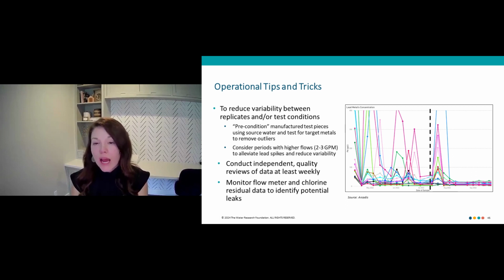So here we actually ended up implementing higher flow periods. We increased the flow to about 2 to 3 gallons per minute for about 30 minutes per day for about a week to try to remove any loose particles in there and reduce that variability. You can see there were some spikes afterwards, right after that flushing happened, which is the black vertical line, but then actually all of the test pieces did settle down and we were able to see good stability before moving into the testing phase.